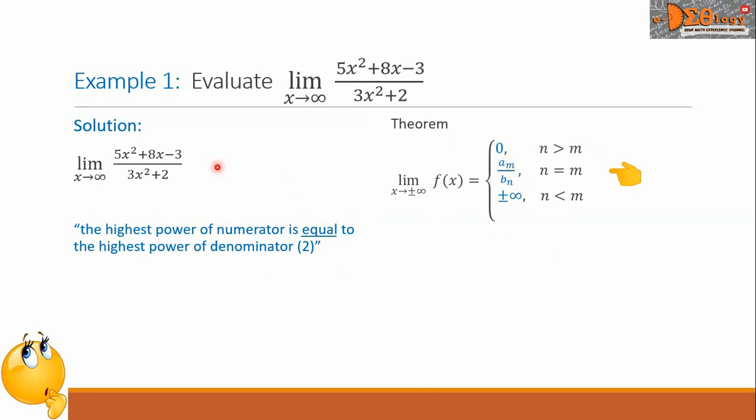It means we can directly write our final answer, and that is the coefficient of the highest power of the numerator over the coefficient of the highest power in the denominator. So we have here 5 over 3. This is our final answer.